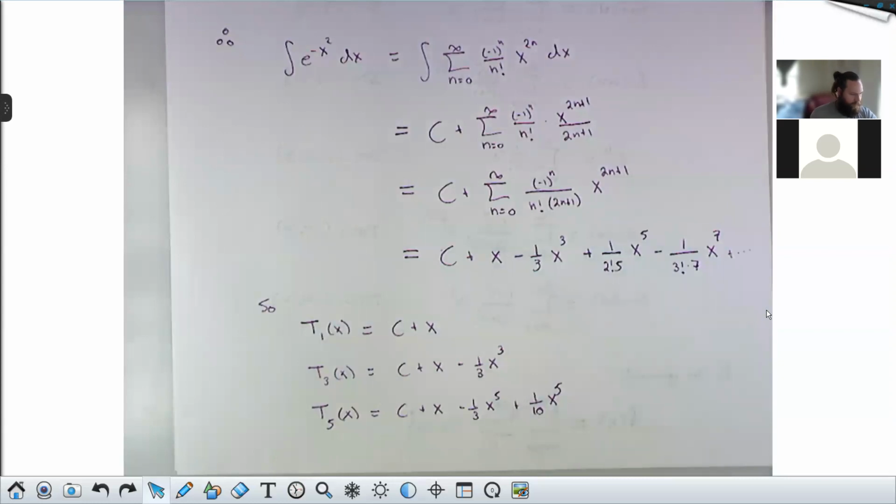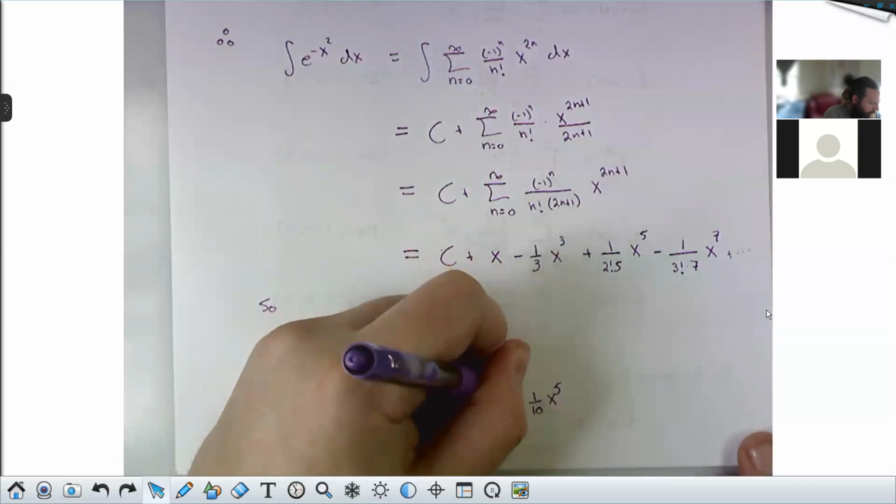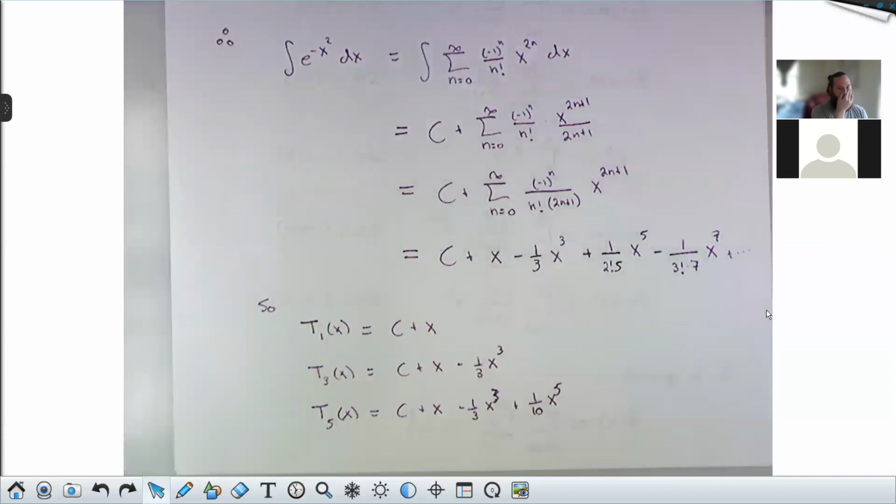This is an x to the 5, or it's hidden, a badly drawn 3. That's an x cubed.